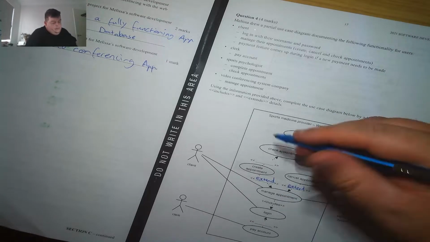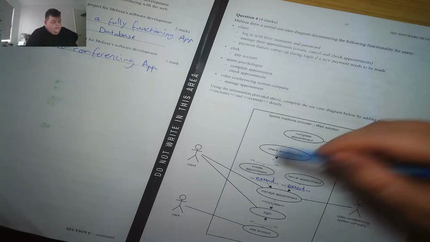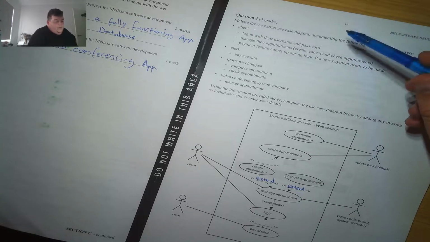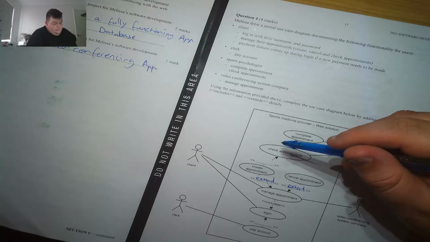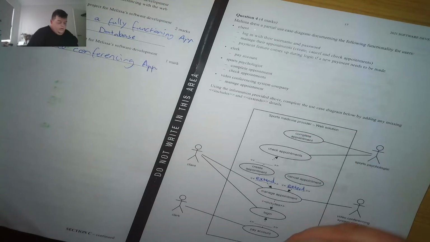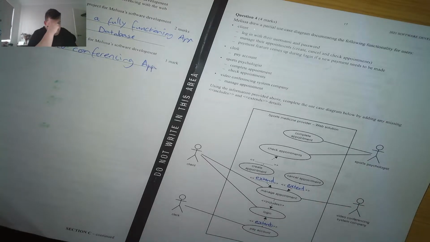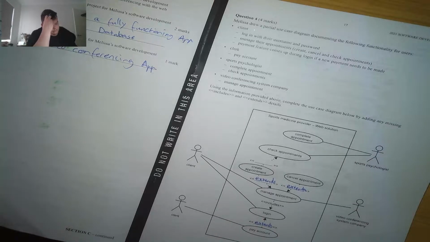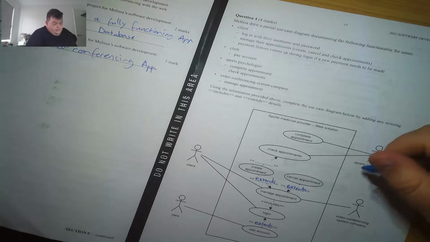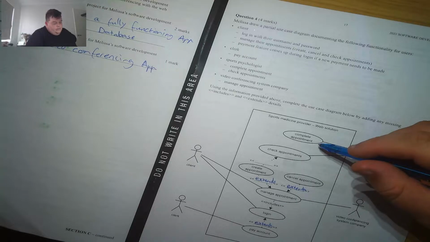Create an appointment. Okay, I'll come back to that one. I'm not too sure yet. A payment feature comes up during login if a payment is needed. Okay, so that's another extends. The clerk can just pay the account. They can complete an appointment. They can also check an appointment.